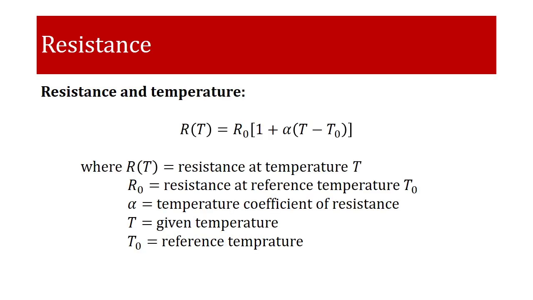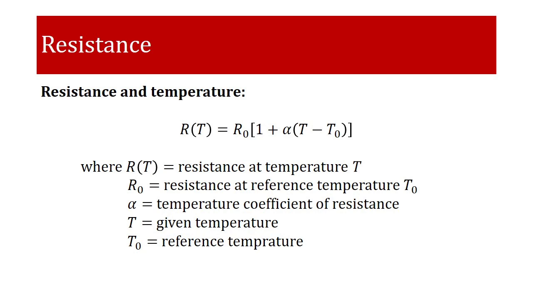Resistance varies also with temperature. If the temperature increases, the resistance also increases. If it is colder, the resistance is smaller. So R0 is the resistance at a reference temperature, usually 20 degrees Celsius. Alpha is the temperature coefficient of resistance.